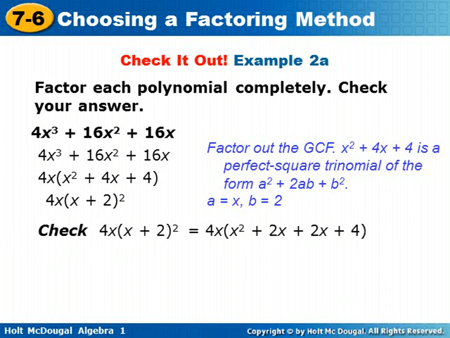To check our answer, we multiply the binomial x plus 2 squared back out, so we would get 4x still on the outside, and then times x squared plus 2x plus 2x plus 4. And then we multiply in the 4x, and we get 4x to the third plus 16x squared plus 16x, which is the original problem, so we know we factored correctly.